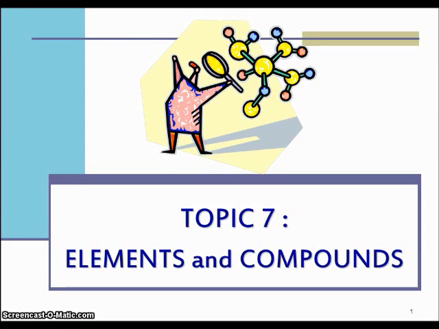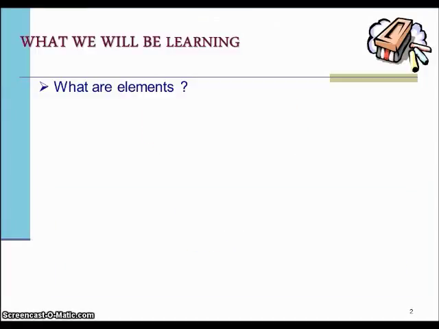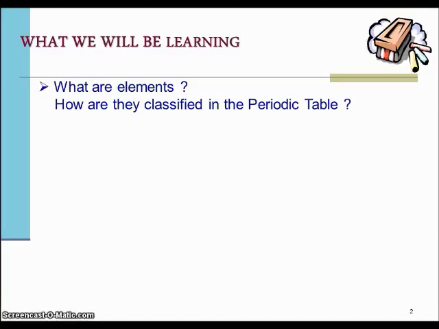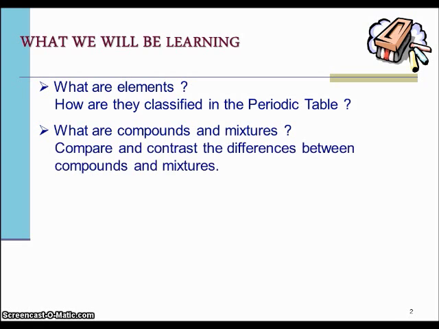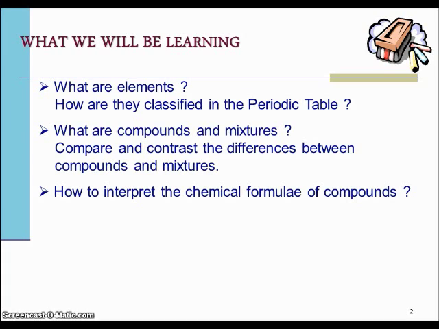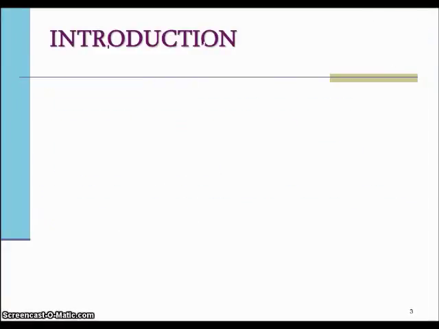Now in this chapter, we'll be looking at elements and compounds. We'll be learning what elements are, how they are classified in the periodic table, and what compounds and mixtures are, by comparing and contrasting the differences between compounds and mixtures, as well as how to interpret chemical formulas of compounds, and last but not least, what molecules are.